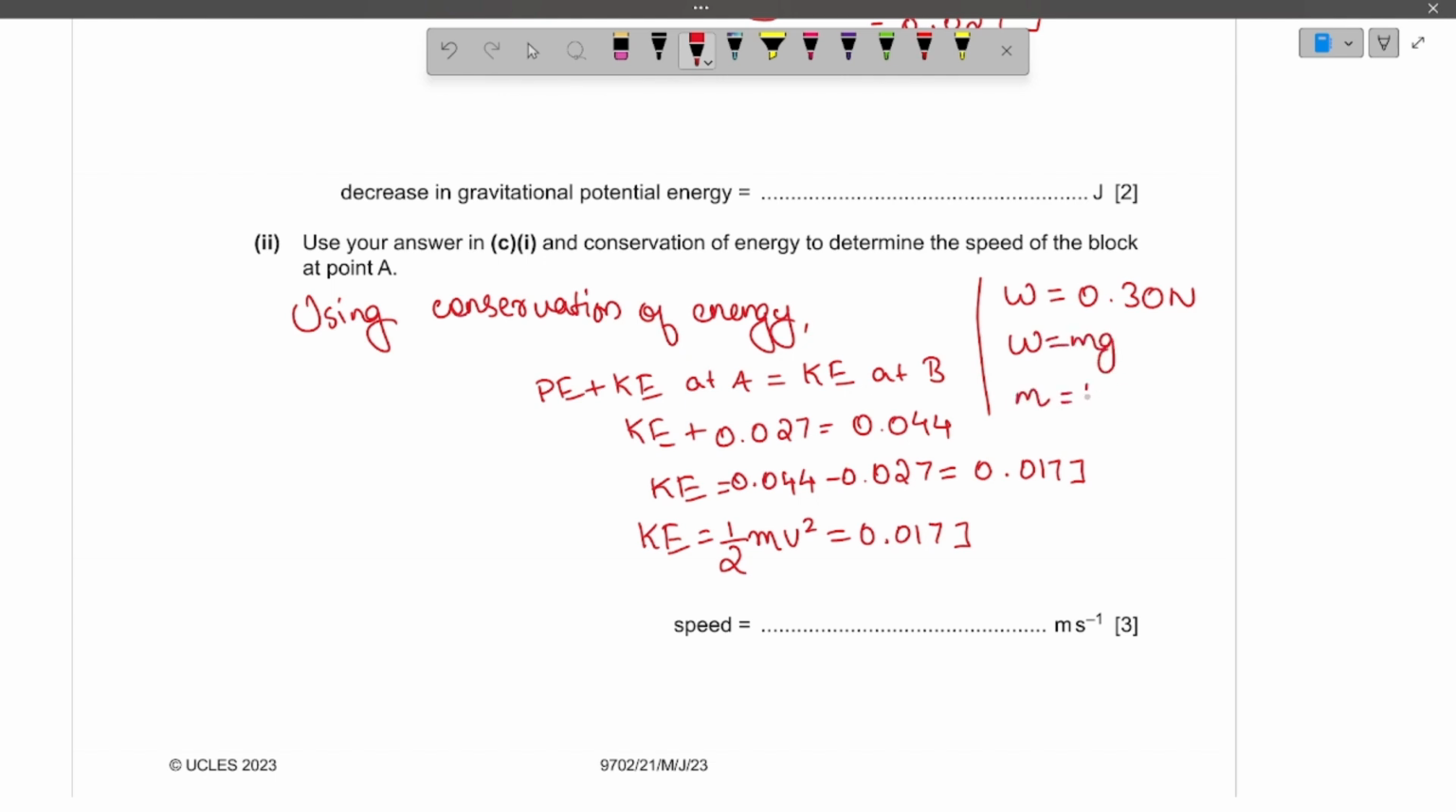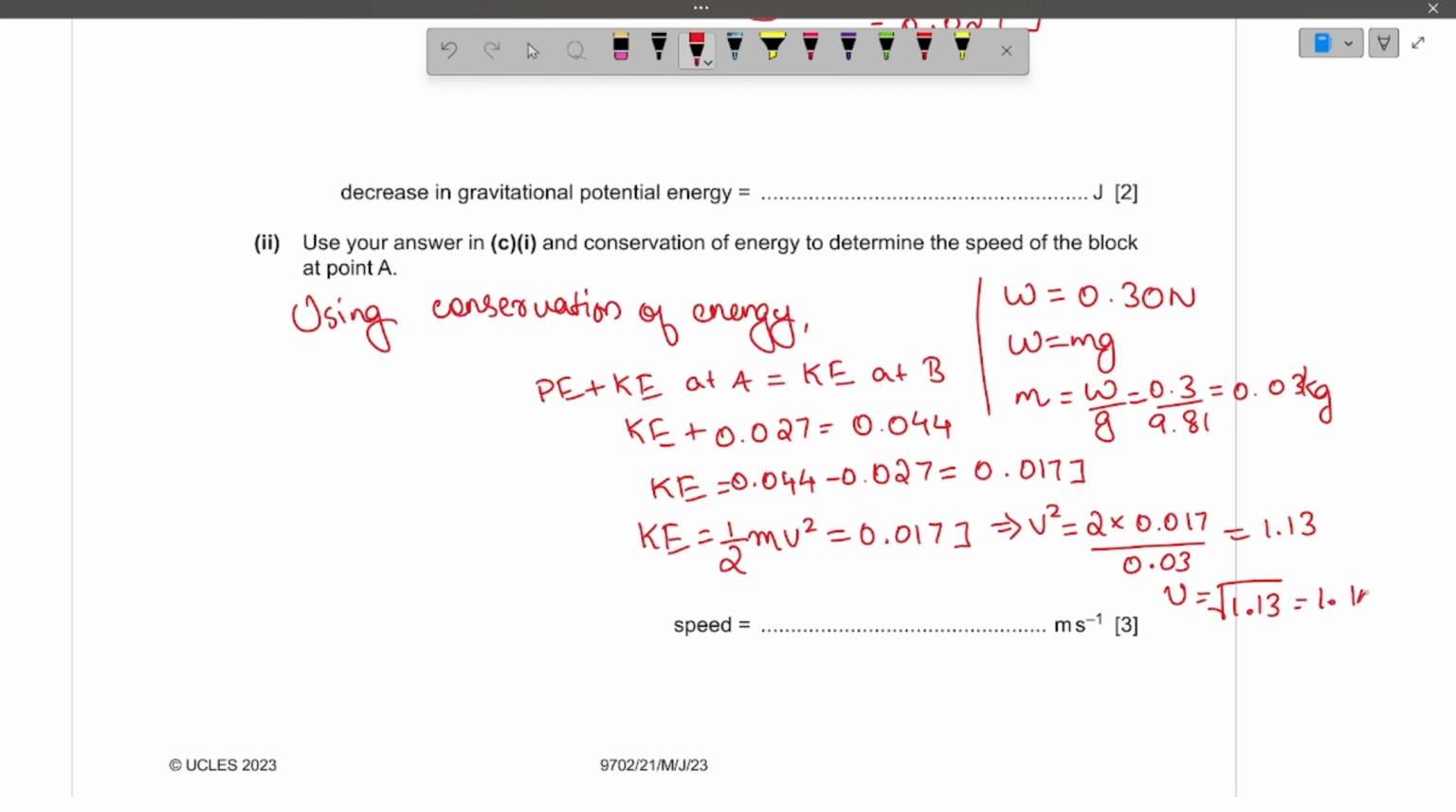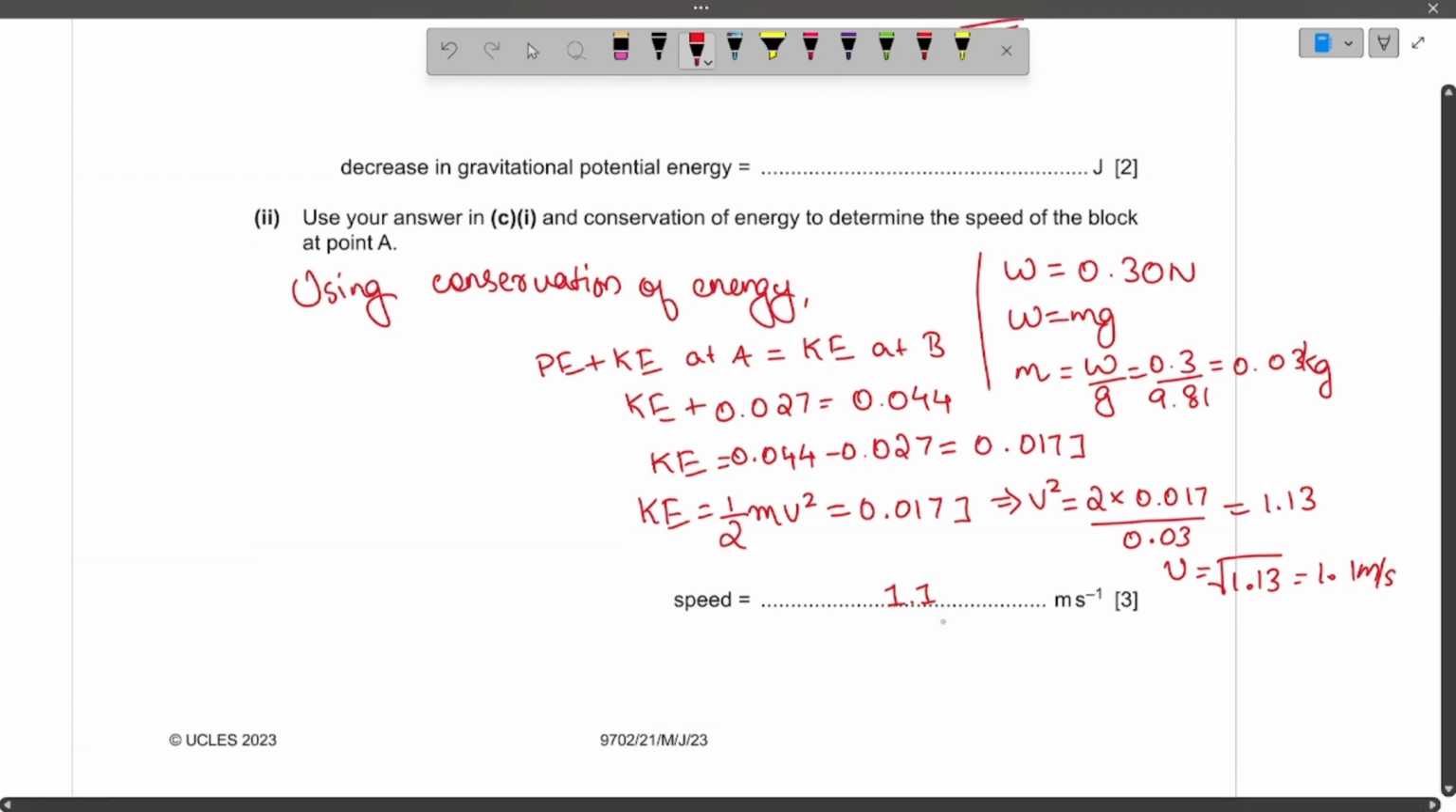So n is equal to weight divided by g, which is 0.3 divided by 9.81, which would be equal to 0.03 kilograms. So here you may rearrange to find out v square, which is equal to 2 times 0.017 divided by 0.03, which is equal to 1.13. So v is equal to root of 1.13, which is 1.1 meter per second. So here the value of the speed is 1.1. Actually the value would be 1.06, so you can round it into 1.1.